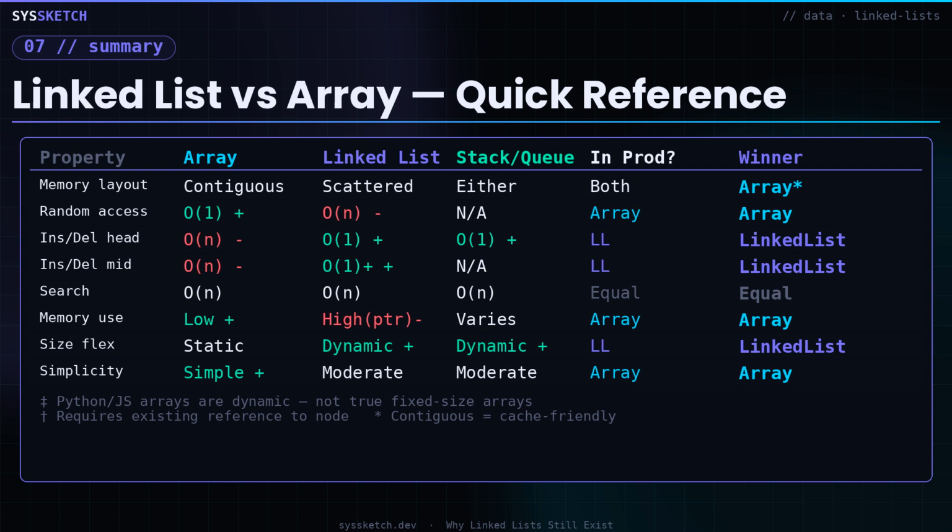Linked lists still exist because no other general-purpose data structure matches their combination of O(1) insertion, O(1) deletion, and fully dynamic sizing with no reallocation cost. They are not everywhere, but where they belong, nothing else comes close.